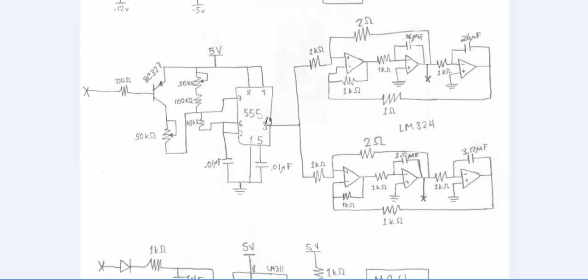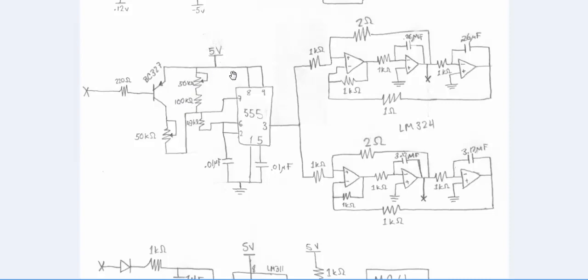It could be LM555 or NE555, what you get from your store. So this pin number 1 is connected to 5 volts. Then we also have, connected to 5 volts, another potentiometer of the same value and a resistance in series, so it's adding up to 100 kilo ohms.